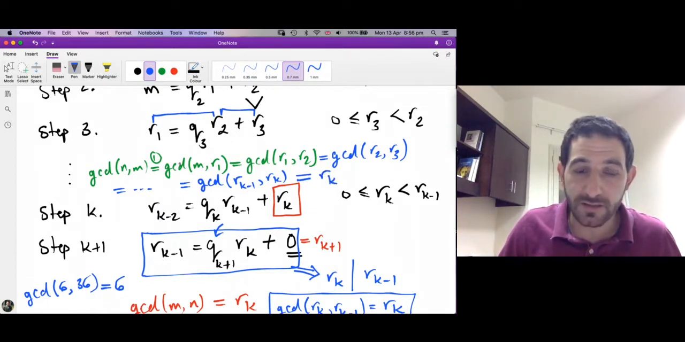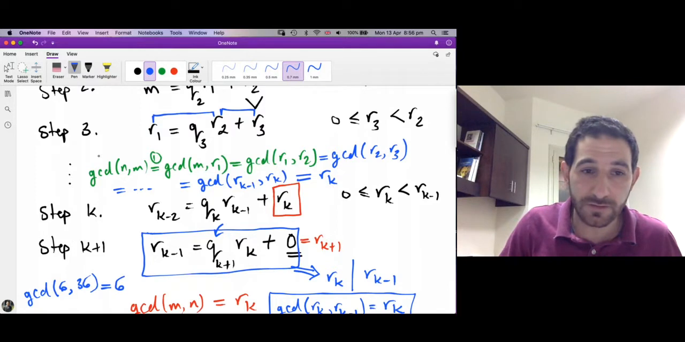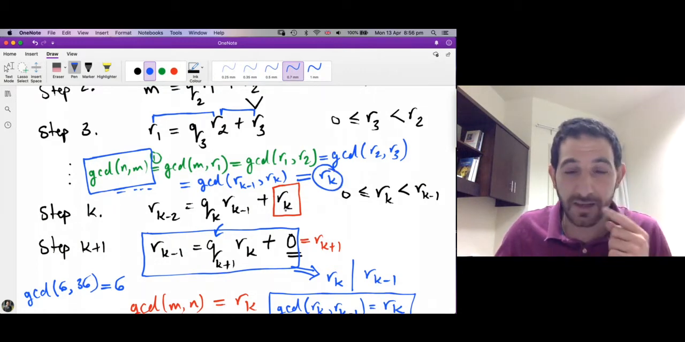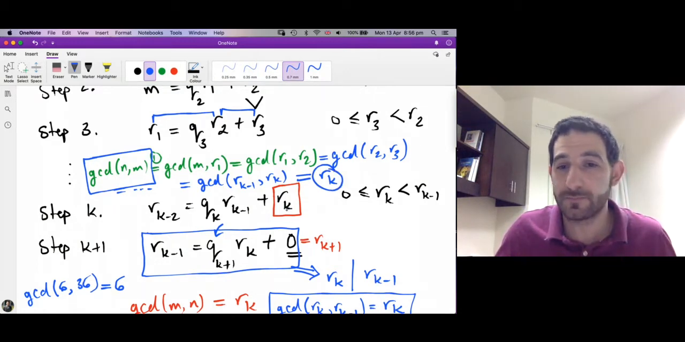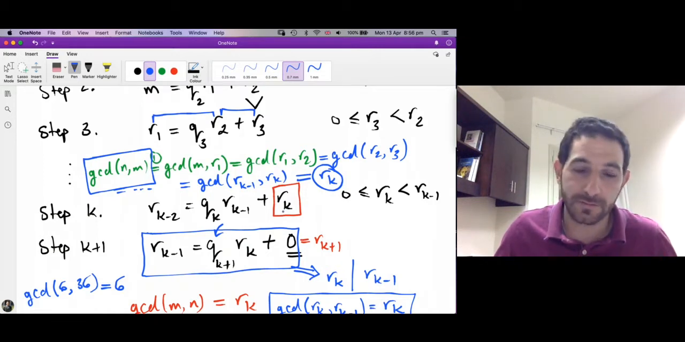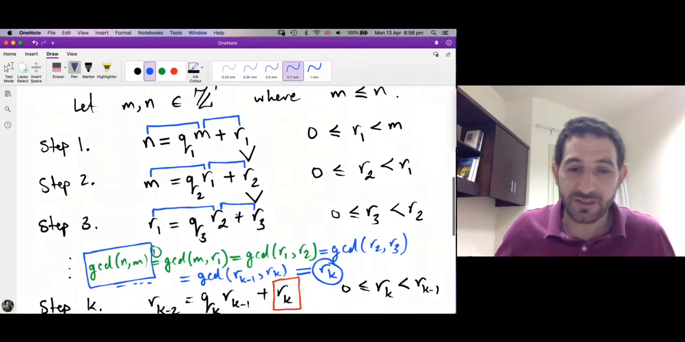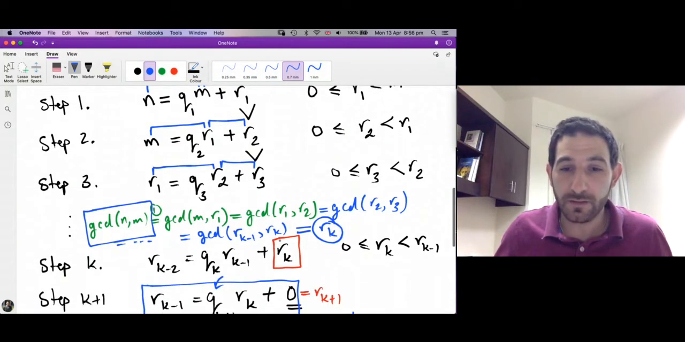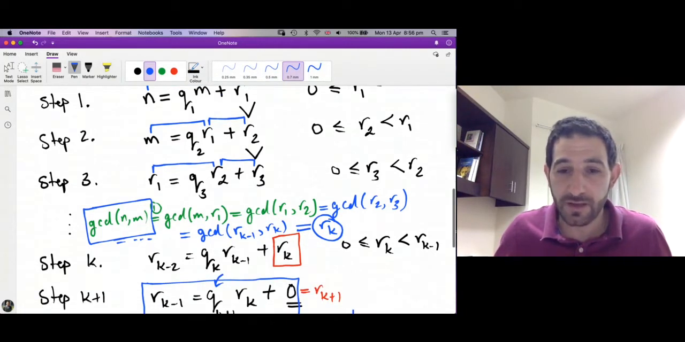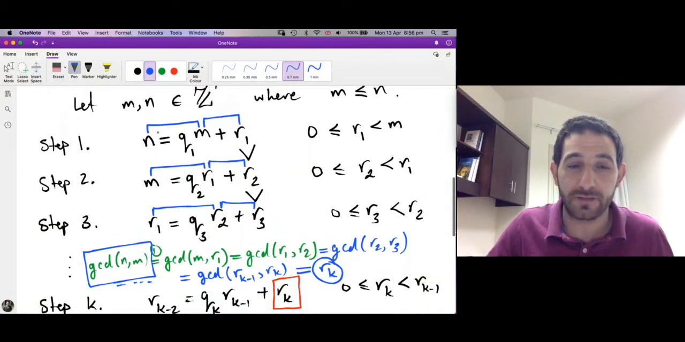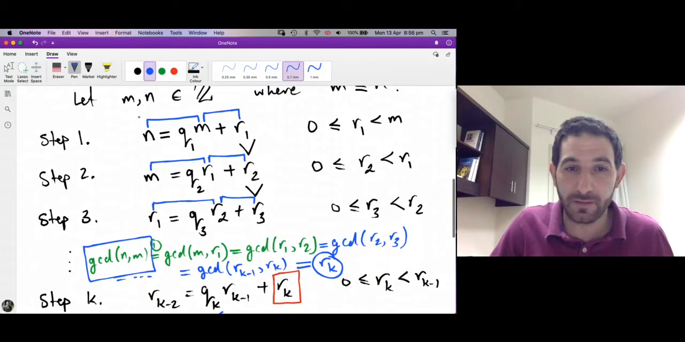But all of these numbers are equal, so this means that the GCD of n and m is equal to r_k. And what was r_k? It was the last non-zero remainder. Okay, so we explained why this process has to stop and why the last non-zero remainder must be the GCD of n and m. It remains to explain this.